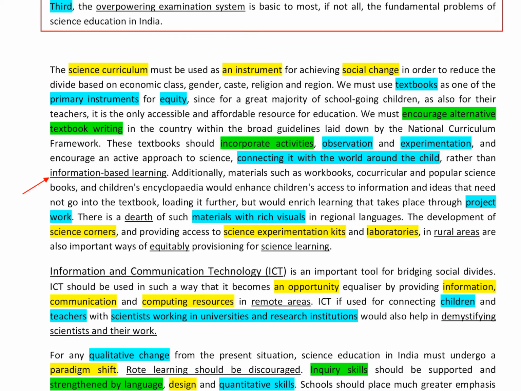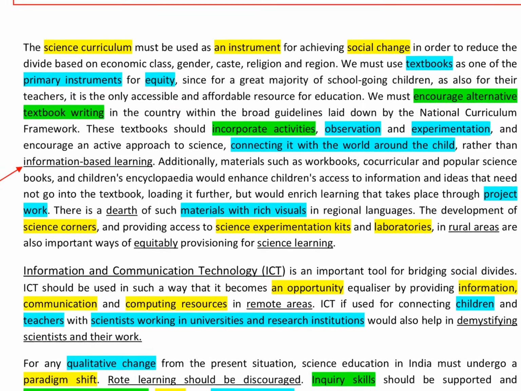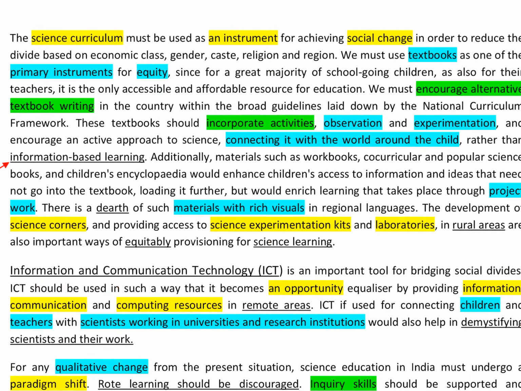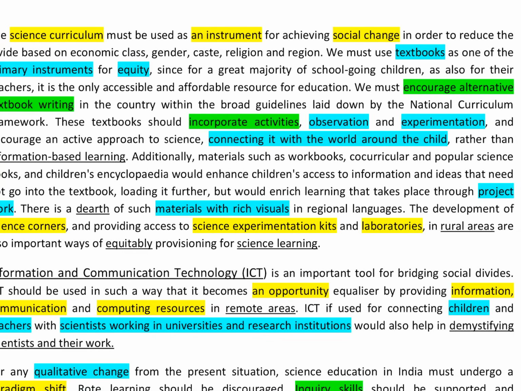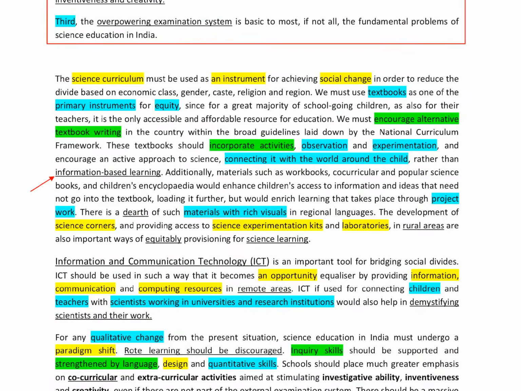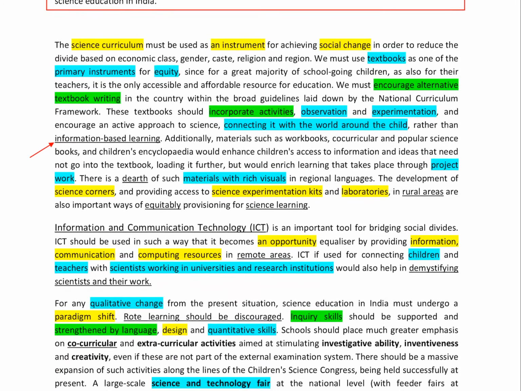And in the school there should be science corners. If there is no science laboratory, at least let there be science corners and science experimentation kits, and if possible laboratories, even in the rural areas. And science learning is to be equitably emphasized.